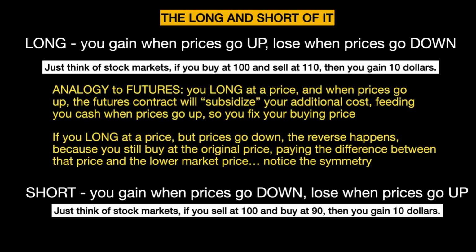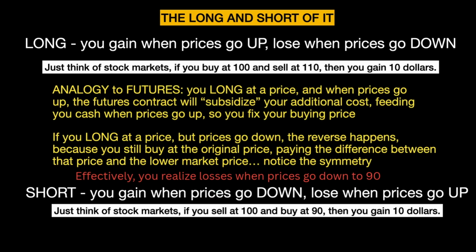Again, think of stock markets. If you buy at 100 and sell at 90 this time, then you lose $10. So the analogy here is this. If you are long at 100 and prices go down to 90, you're still forced to buy at 100, even if it's just 90 in the market. That means you pay the $10 difference to ensure that you're still good for the contract. That is, you are locked in at the price of 100, even if the futures price now, which is presumably the price at maturity if nothing changes in between, is 90.